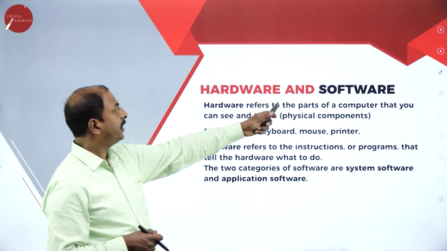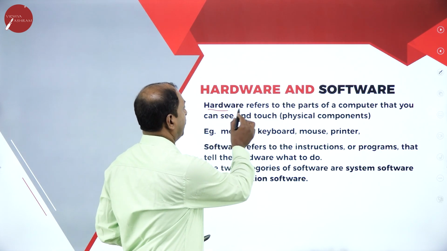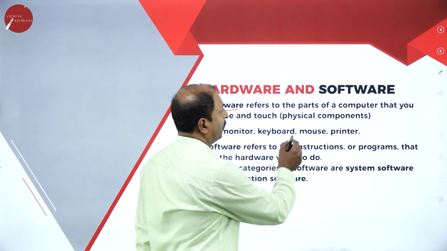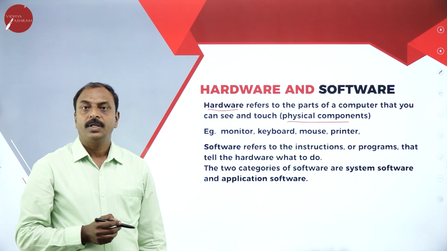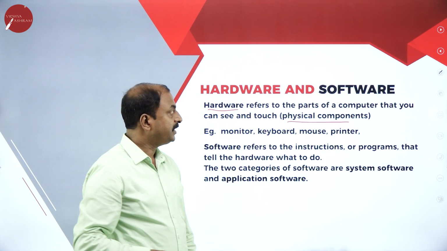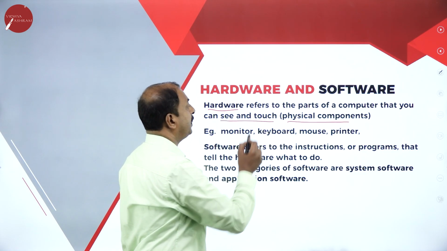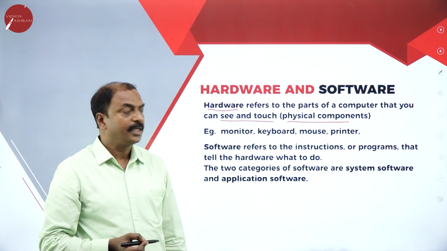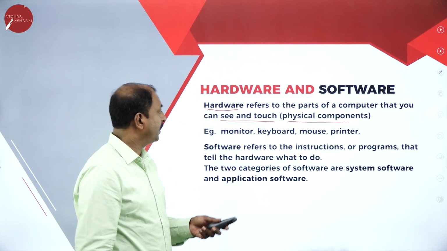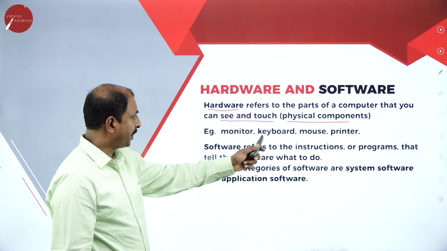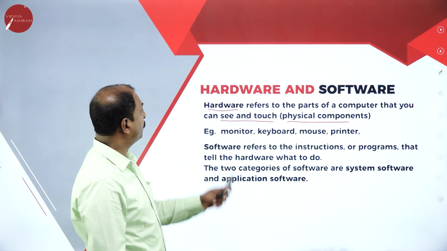Here, hardware and software. What is hardware? The word hardware refers to the physical components of a computer system. If I say physical components, these are components that we can see, touch, and feel. That is the meaning of hardware. For this, we can give examples. Monitor is hardware, keyboard, mouse, printer, etc. All these are examples of hardware.